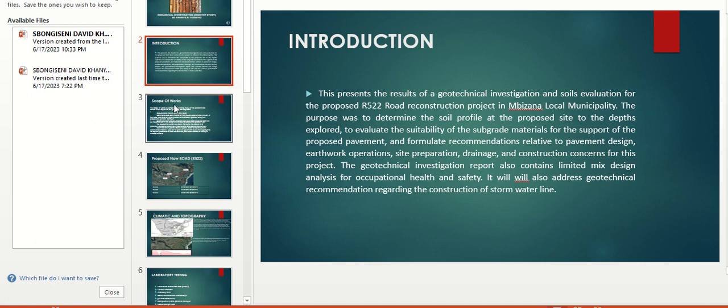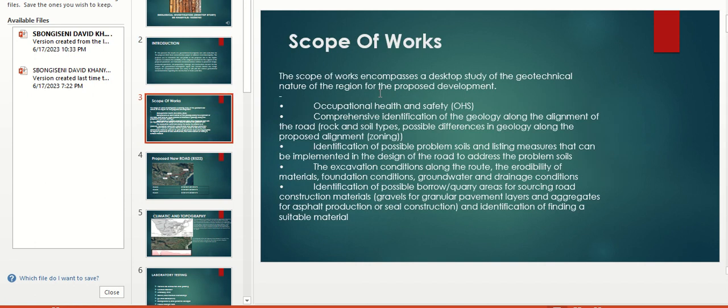This presents the results of a geological investigation and soil evaluation of the proposed road construction projects in Bizana local municipality. The name of the road is R522. Scope of works.